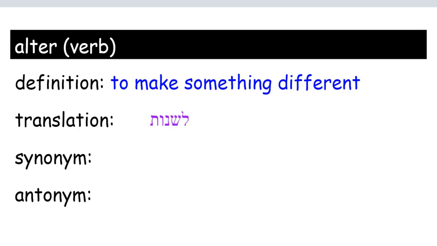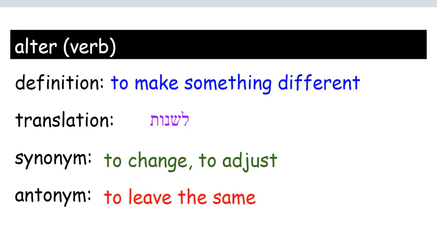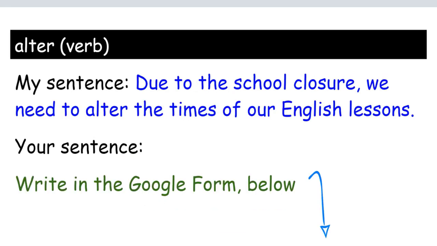So alter means lishanot. A synonym, another word that means the same thing, would be to change or to adjust. An antonym, which is the opposite, could be to leave the same. So I'm going to show you a sentence. My sentence would be, due to the school closure, we need to alter the times of our English lessons. We need to change the times of the English lessons because they can't stay the same as they were when our lessons were taking place and when we were going to school. So write your sentence in the Google form below.